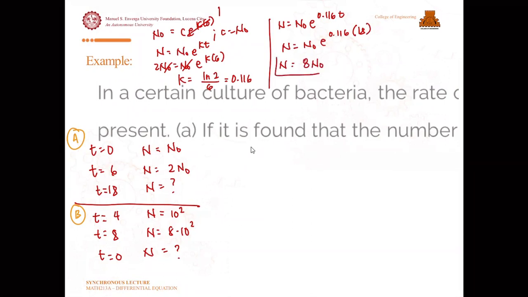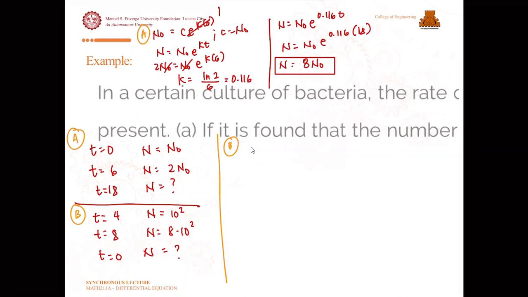Okay? So ibig sabihin, siya ay magiging 8 times nung initial value niya. Okay? So yun yung para sa first part, yung sa A. Yung sa B, okay? So given tayo ng dalawang condition. Okay? So pinapahanap yung value ni initial. Okay? So anong gagawin natin doon?